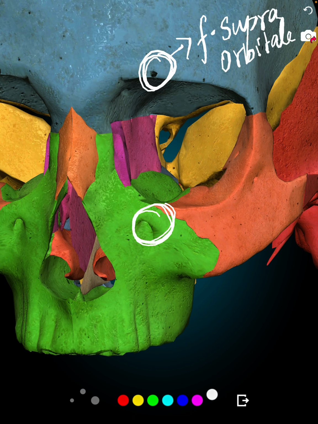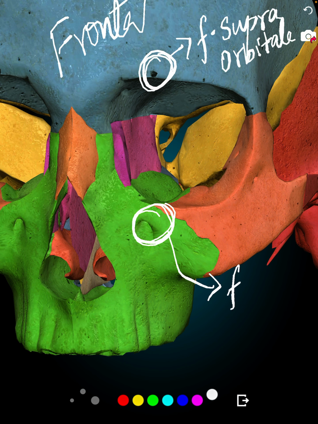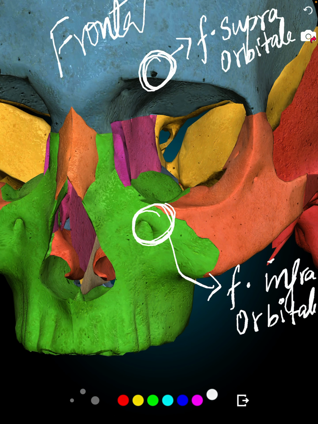Okay, supraorbital. And it is present in which bone? It is present in frontal bone. This is your frontal bone. Okay, that's your frontal bone. And then this one below, that is your foramen infraorbital. Okay, and that is present in which bone? That is your maxilla bone.